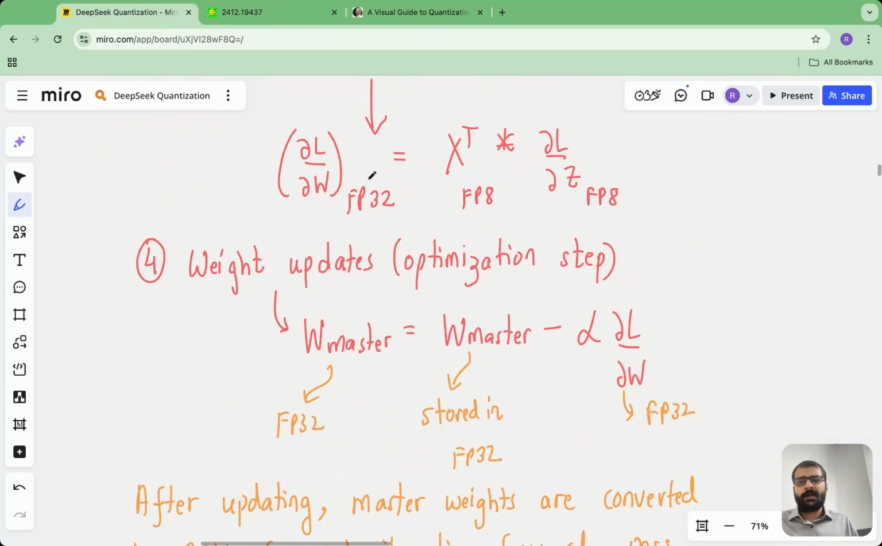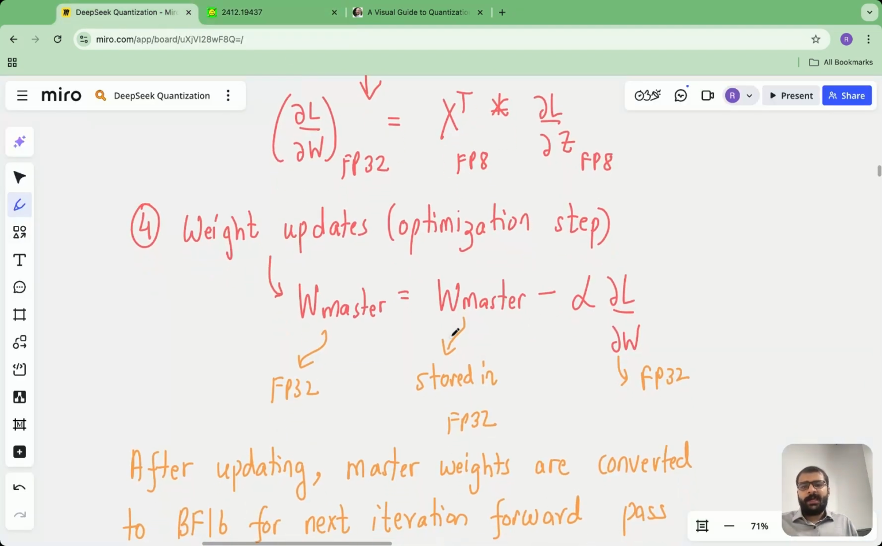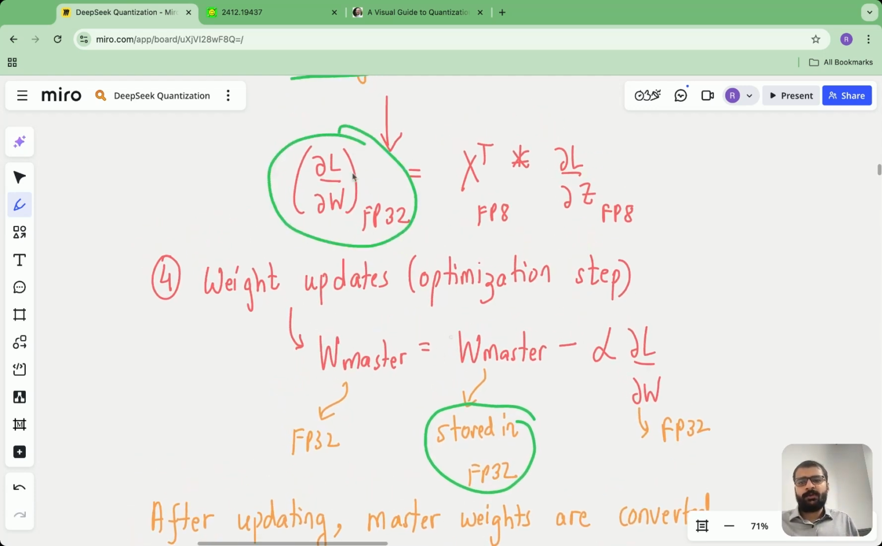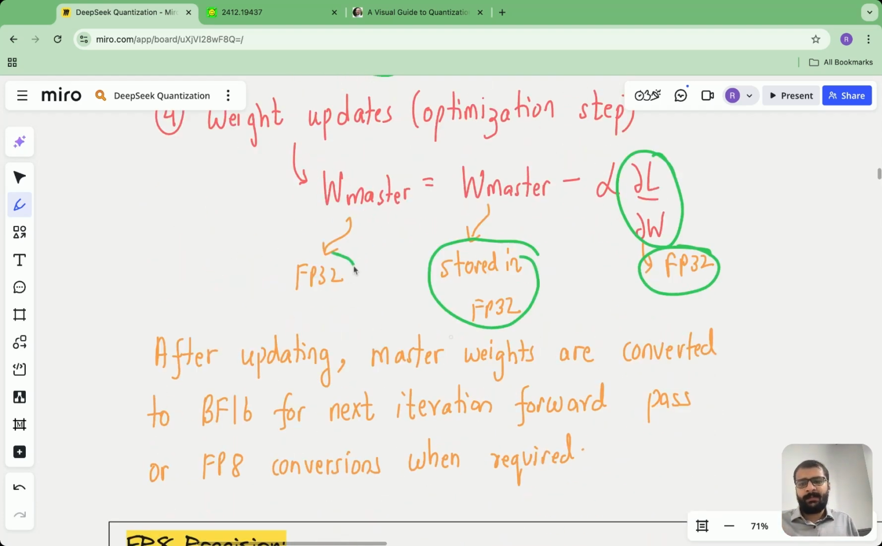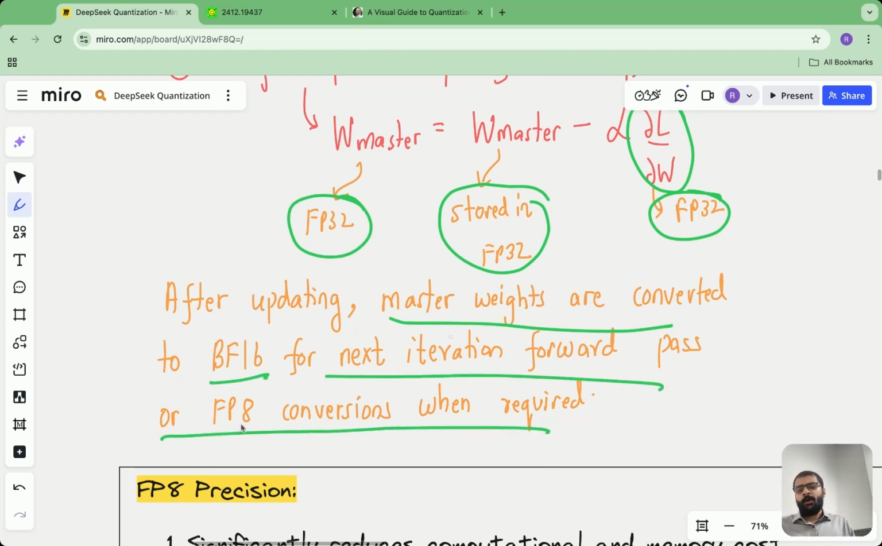So this is stored as floating point 32, as you can see over here. And then we have these weight updates. So this is the optimization state, and for the optimization, the initial weights are stored as floating point 32. dL/dW, of course, is stored as floating point 32. So the initial weights minus this dL/dW gives me my updated weights, and that's stored as floating point 32, right? So after the weights are updated, the master weights are converted to BF16 for the next iteration forward pass, or they are converted into floating point 8 when needed.